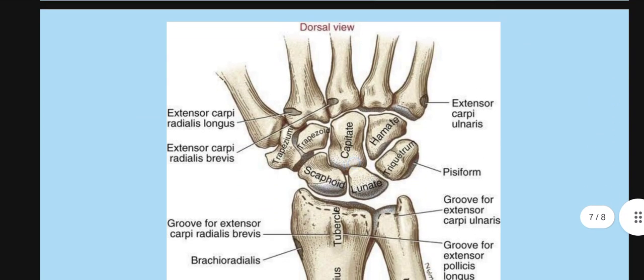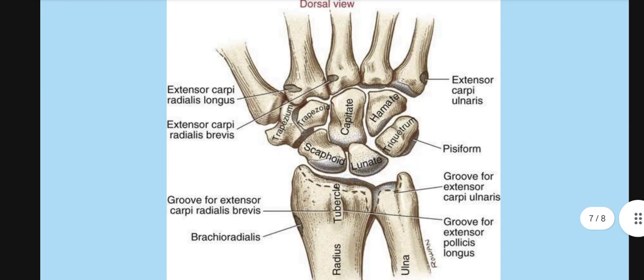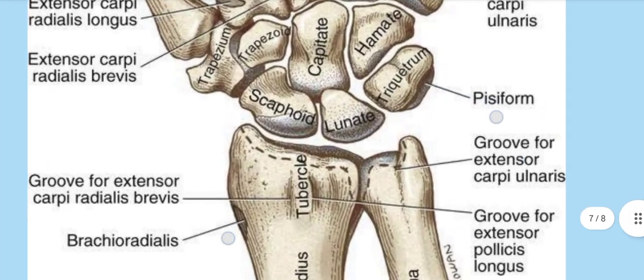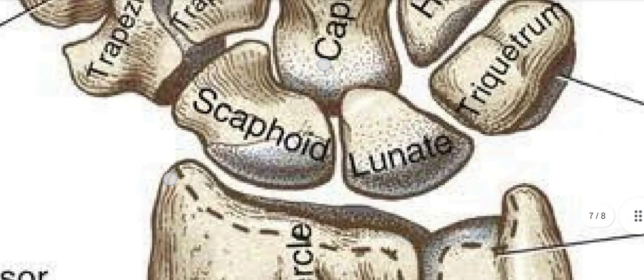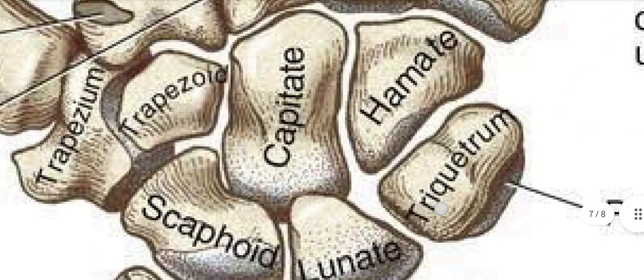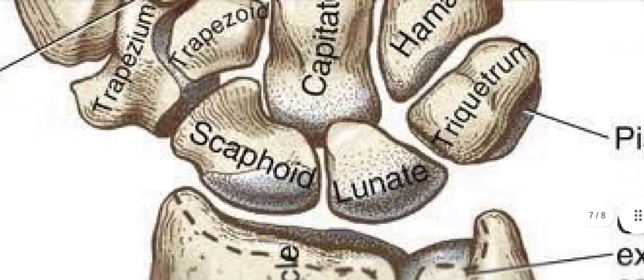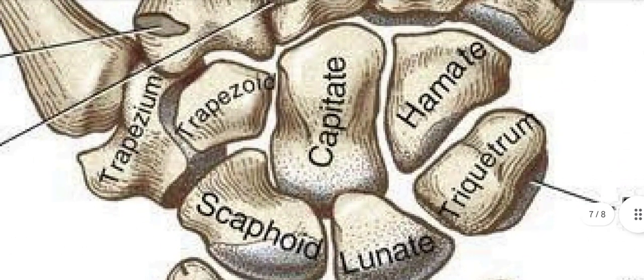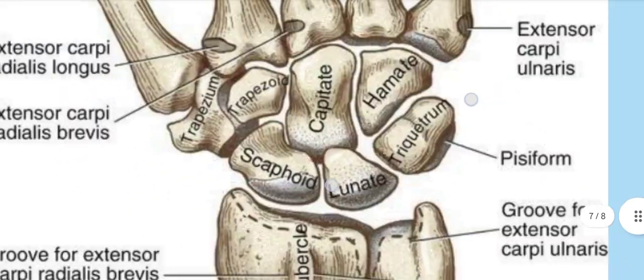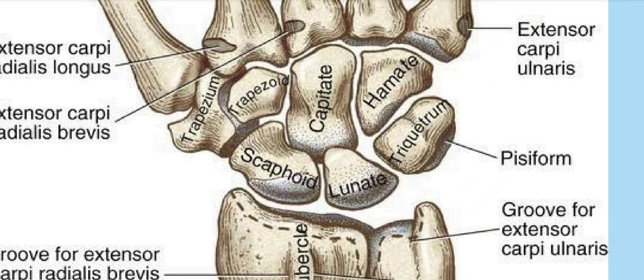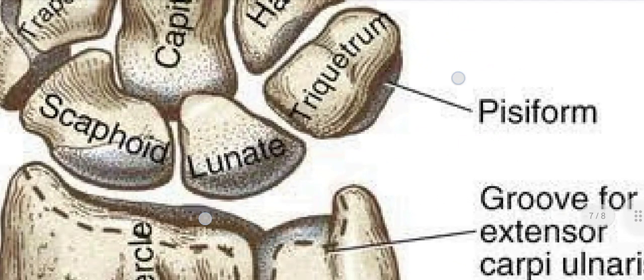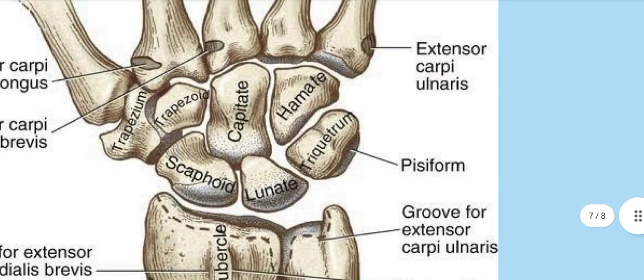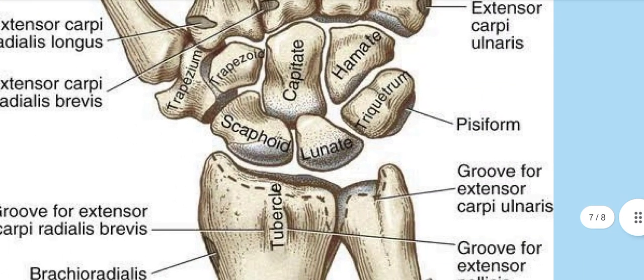And now we have the diagram. You can see, first this is scaphoid, boat shaped. Then lunate, triquetrum. Then we have trapezium, trapezoid, capitate, hamate. We have all the bones, and here you can also see the pisiform bone. So these are the 8 bones present in our wrist.